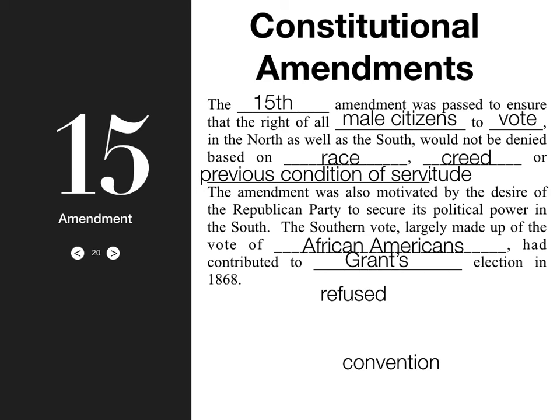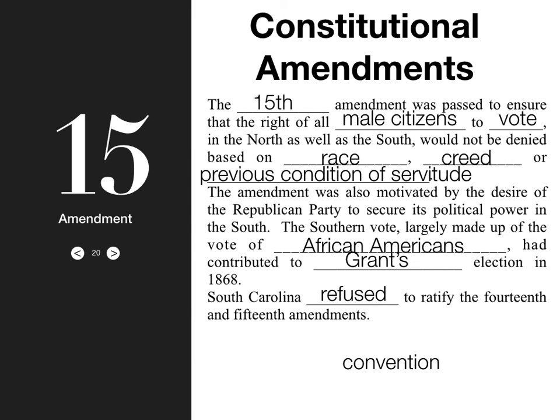The amendment was also motivated by the desire of the Republican Party to secure its political power in the South. The Southern vote, largely made up of the vote of African Americans, had contributed to Ulysses S. Grant's election in 1868. And he was a Union general. Ulysses S. Grant actually won the presidency in 1868 due to the African American vote. South Carolina refused to ratify the 14th and 15th Amendments. I wonder why.